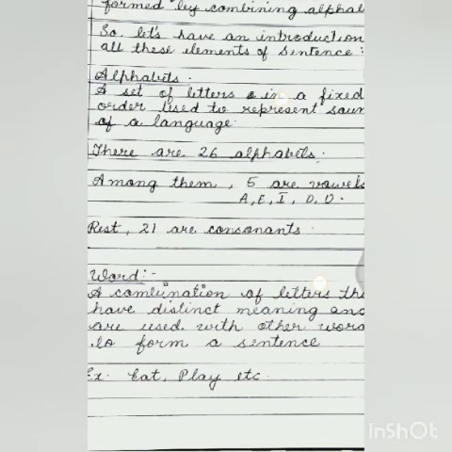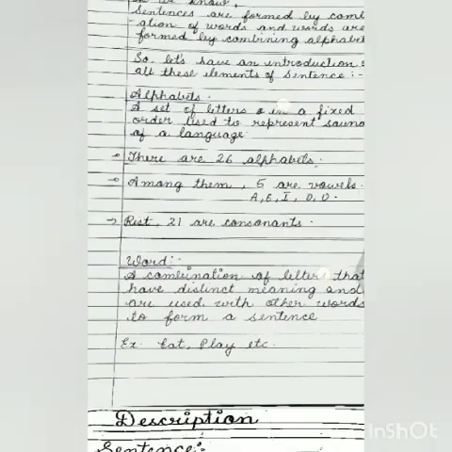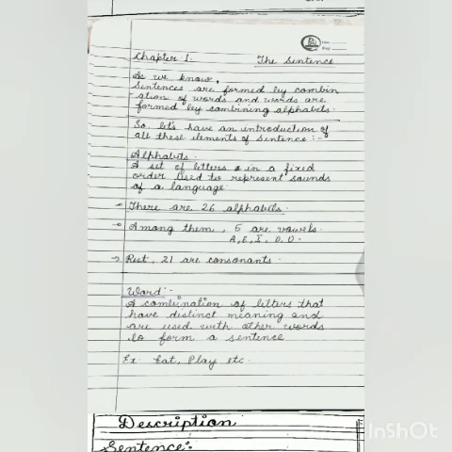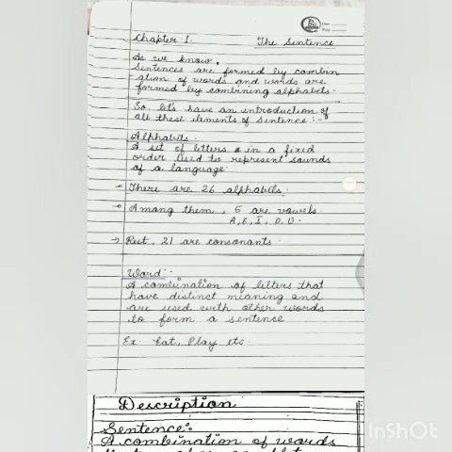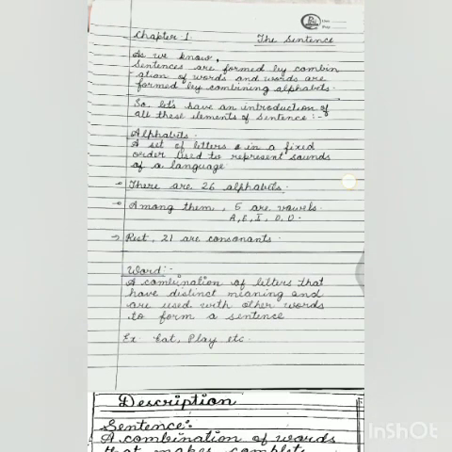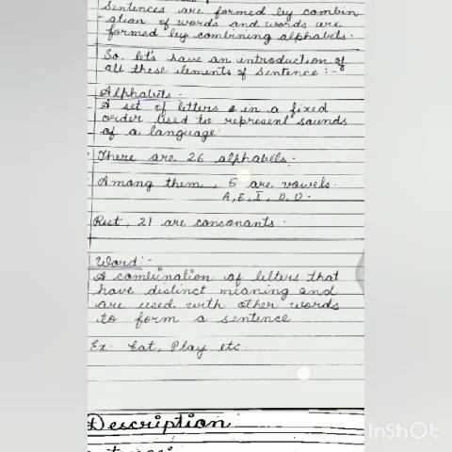To form words. Now what are words? A word is a combination of letters. Sentence is what? A combination of words. And how are words formed? They are formed by combining alphabets. Now we have seen what alphabets are. Now let us see what words are.